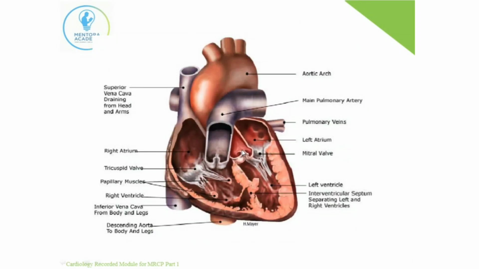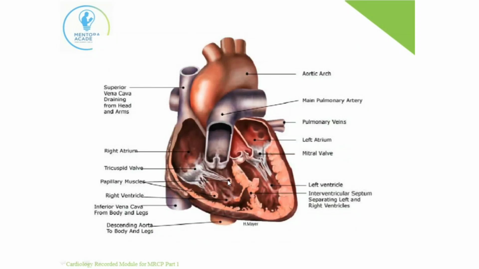In addition, you can also see the 2 vena cavae. You have the superior vena cava and inferior vena cava, both opening into the right atrium. You can see the tricuspid valve, which is basically there in between the right atrium and the right ventricle. It is called the tricuspid valve because there are 3 cusps in that valve. You can see what are known as papillary muscles. There are papillary muscles in both the right and the left ventricle.